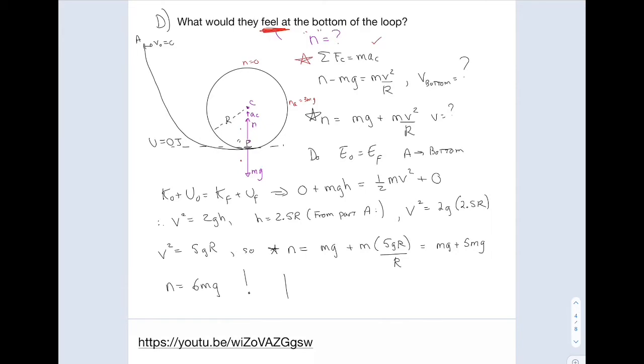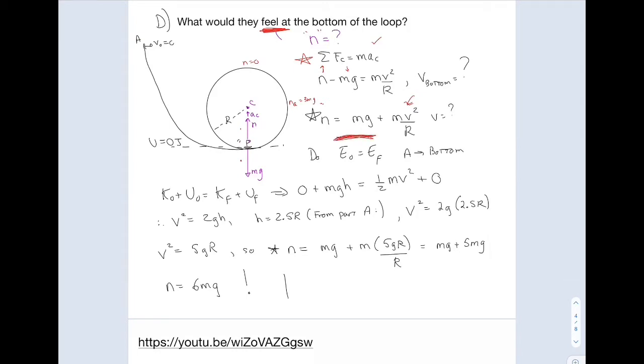So that's my coordinate system. I'm applying net force centripetal equals m a centripetal. N points positive, mg points negative. Again, I'm trying to find N. So I solve this for N, but I don't know the speed at the bottom. So now it's an energy problem.